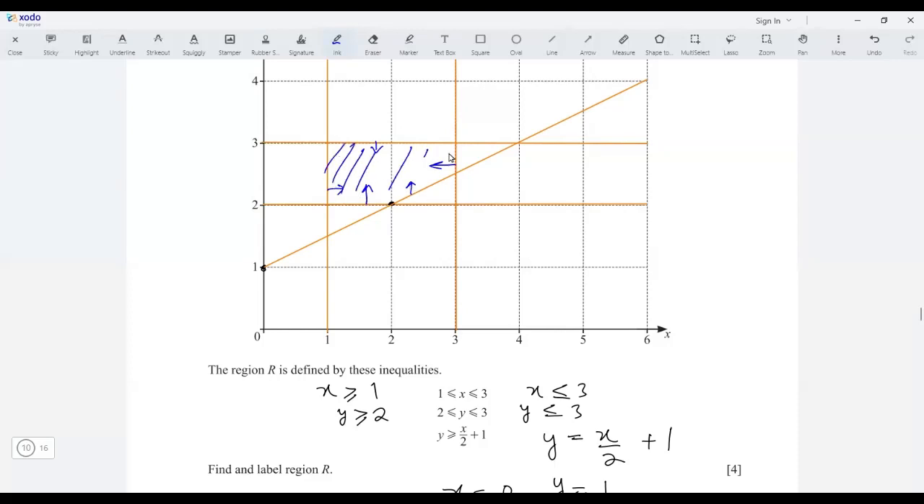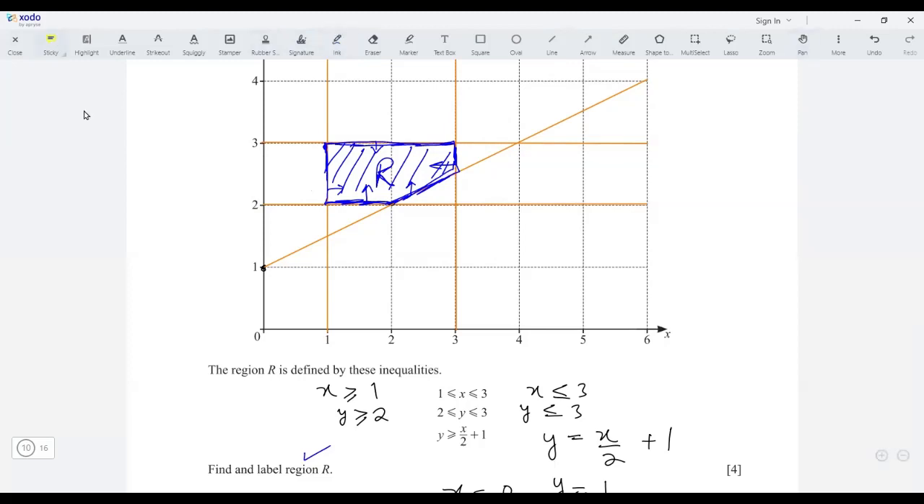If you shade, that's perfect. If you don't, it's not mentioned here, you have to just label the region R. That has to be present here so that you get 4 of the marks. First of all, you have to make this region clear, and it must not have dotted lines because all of these are equal to. So we have to show the region that is formed between all of these 5 inequalities. This is the region. I hope all of you understood this.